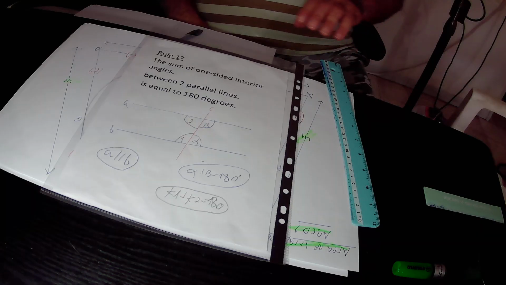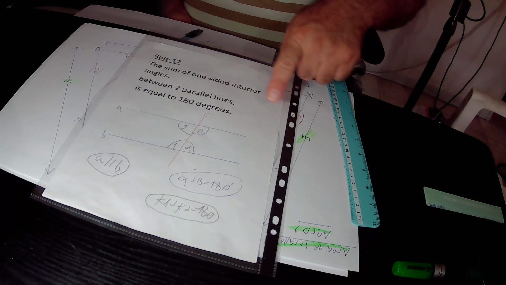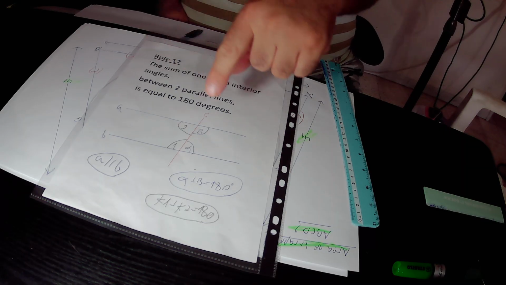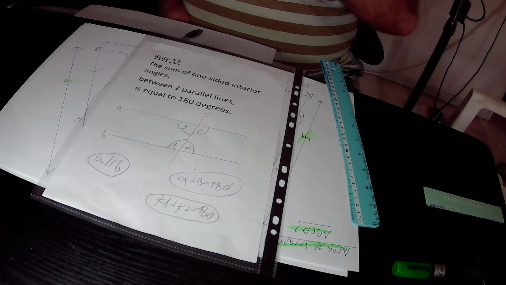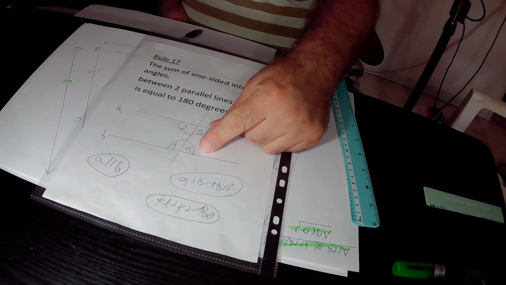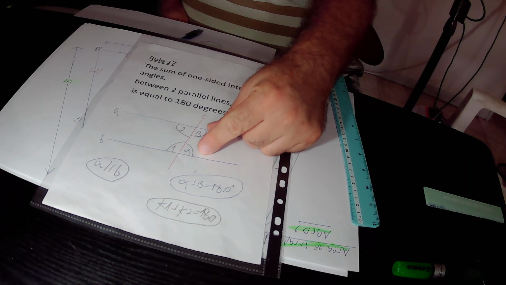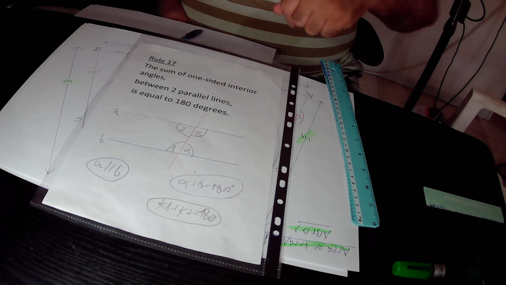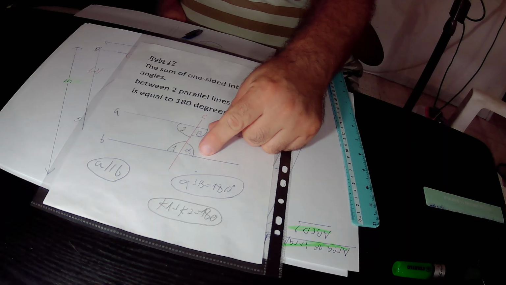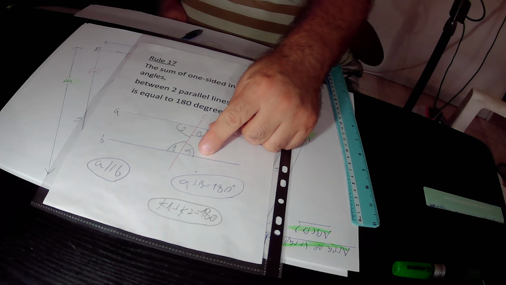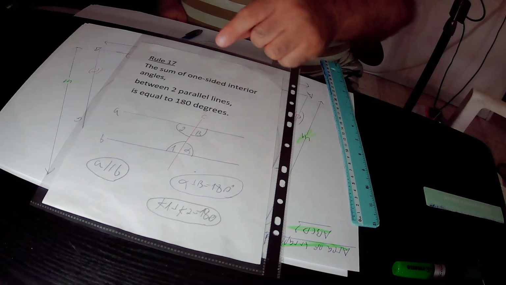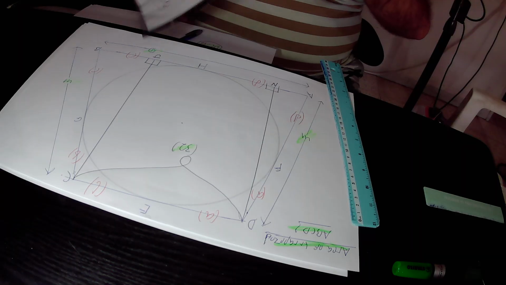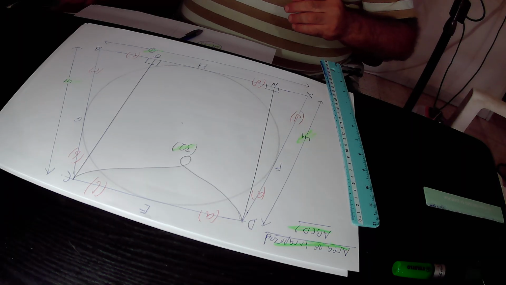According to Rule 17, the sum of one-sided interior angles that are located between two parallel lines is equal to 180 degrees. In the drawing we have line A parallel to line B. The red line C cuts those two parallels A and B at those two points. Those angles, alpha and beta, are defined as one-sided interior angles and are located between the parallel lines A and B. Therefore, the sum of those two one-sided interior angles is equal to 180 degrees according to Rule 17. So alpha plus beta equals 180 degrees.